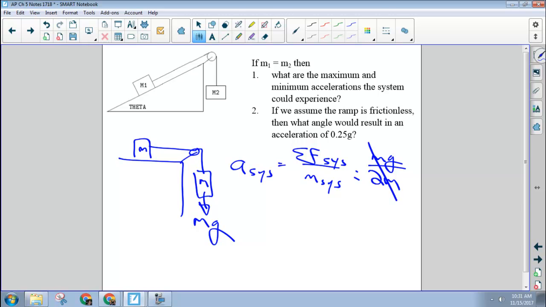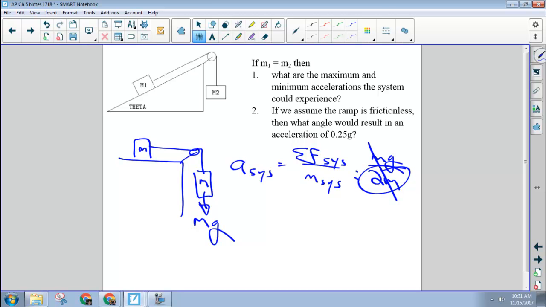What's the maximum tension you could have? mg, right? Good? It tells you that the two masses are equal, so m plus m is 2m. Good? All right, everybody good with that?